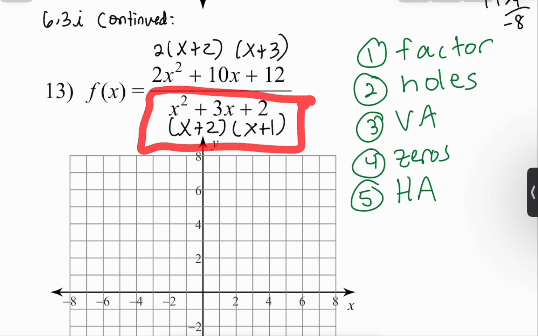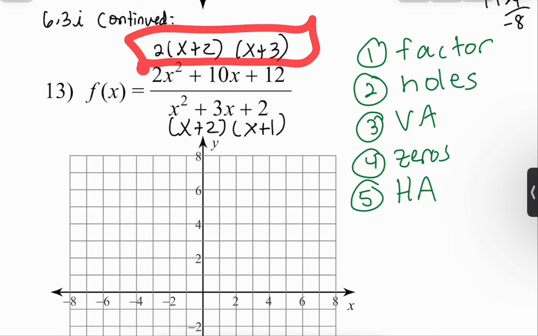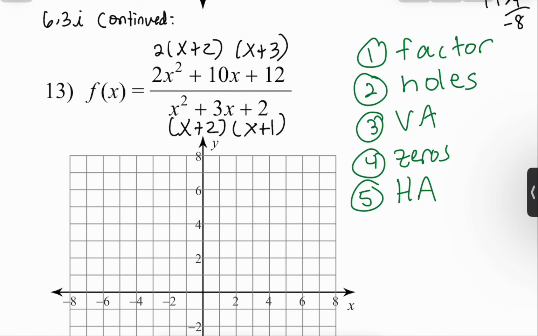So x squared plus 3x plus 2 factors to be x plus 2 times the quantity of x plus 1. Once we remove the 2 from this one, we're left with x squared plus 5x plus 6, which then factors again, and this is the final factored form. So factoring done. Now the next step is to look for holes.